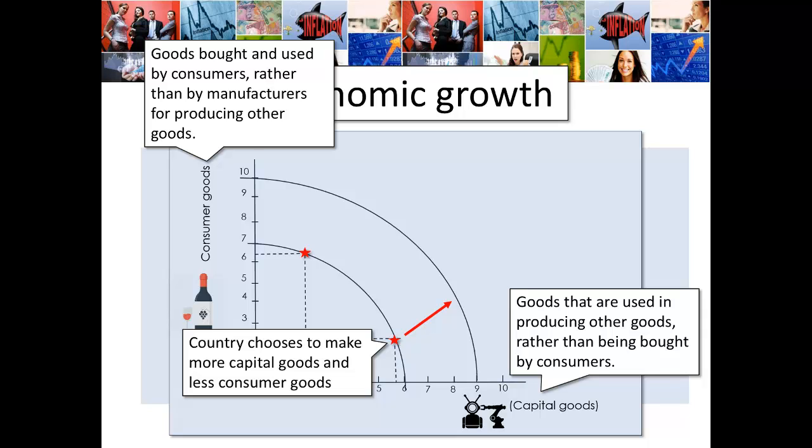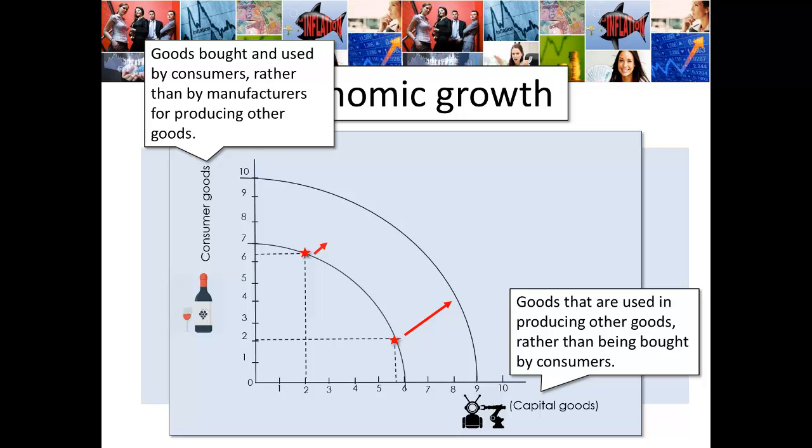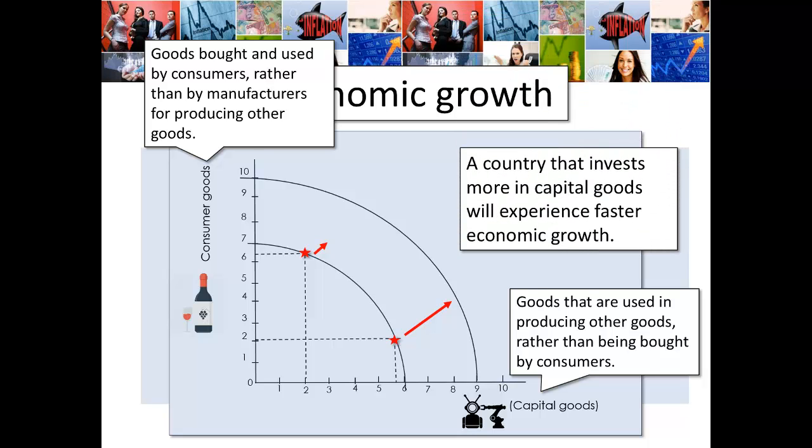So investment in capital goods comes at the expense of being able to consume all those goods that we want to consume. In the future, we'll be able to have more of both. Economic growth will be much more than if the economy invests in producing just consumer goods, or relatively more consumer goods. So a key point here, a country that invests more in capital goods is going to experience faster economic growth, because in the future those capital goods are going to be able to make more goods and services, because that's what capital goods do.